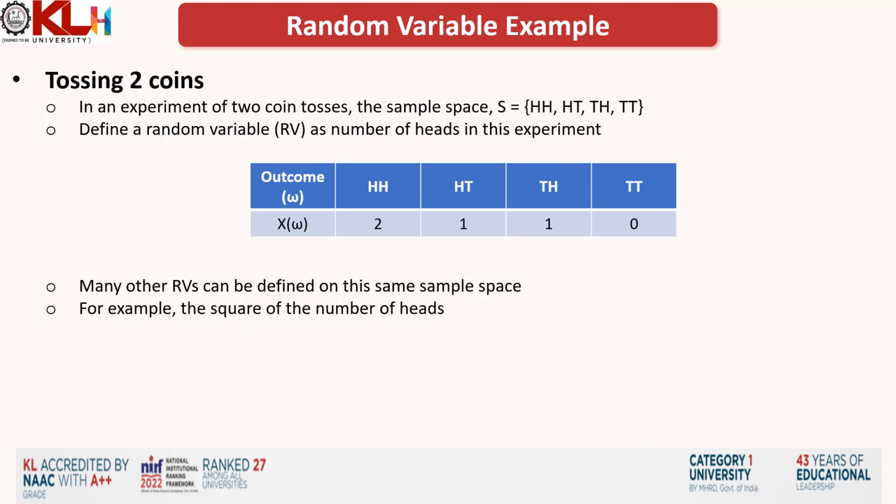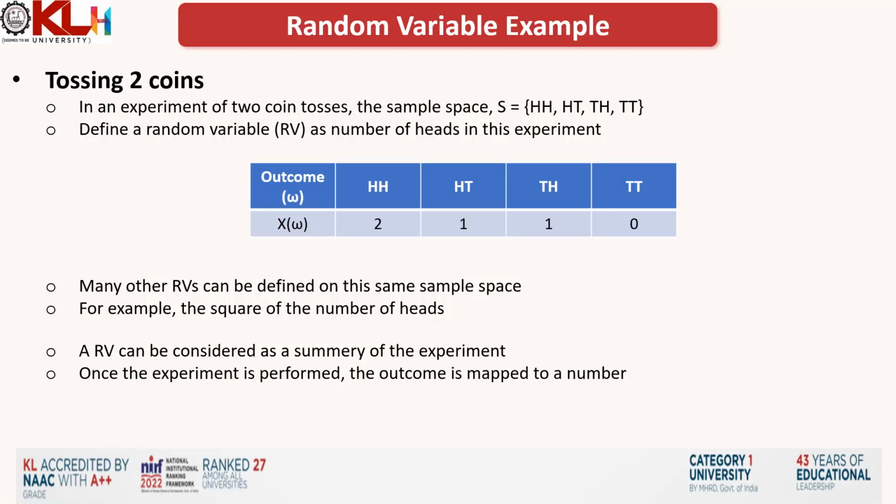We can define many random variables on this same sample space. For example, instead of counting the total number of heads, we can say the random variable is the square of the number of heads in this experiment. In general, a random variable can be considered as a summary of the experiment. Once the experiment is performed, the outcome is mapped to a number.